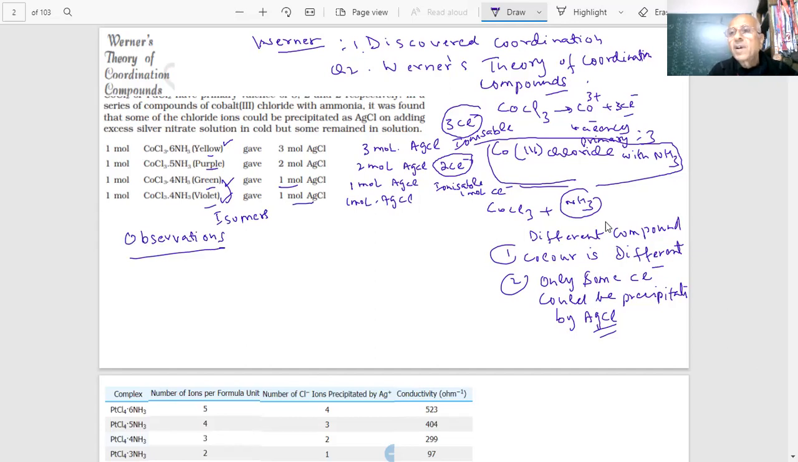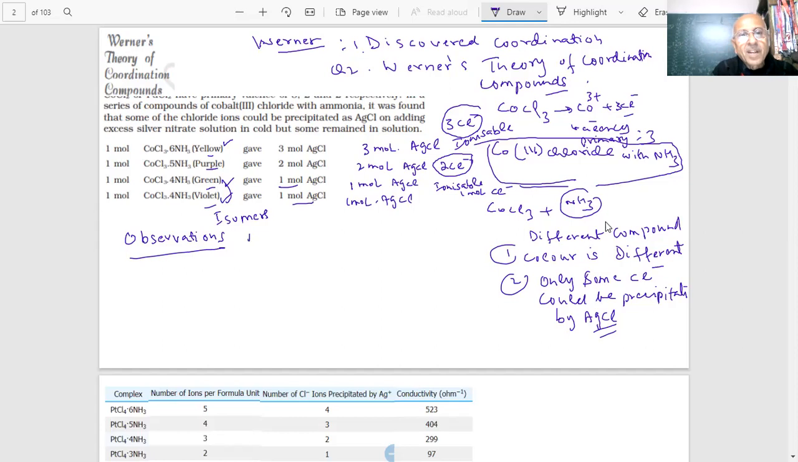The observations of Werner proved that there is a complex compound formation, that instead of one type of valency, there are two types of valencies. Instead of one valency, there are two types of valencies. That is Werner's theory of coordination compounds.